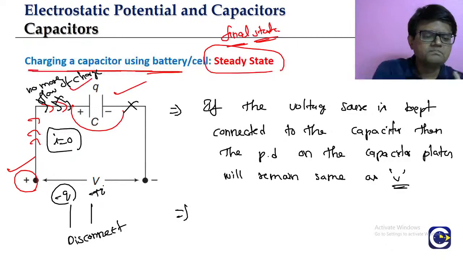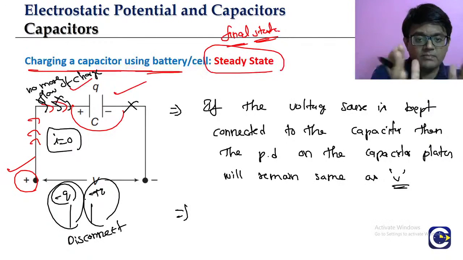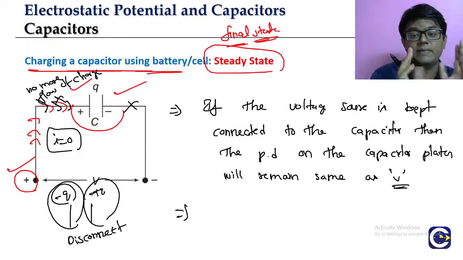Okay? Now once you disconnect it, the charge on the negative plate and the charge on the positive plate are going to remain constant unless you connect something across them. Suppose we don't connect anything, and just disconnect it, then what is going to happen? The charge values on the capacitor plates are going to remain the same.